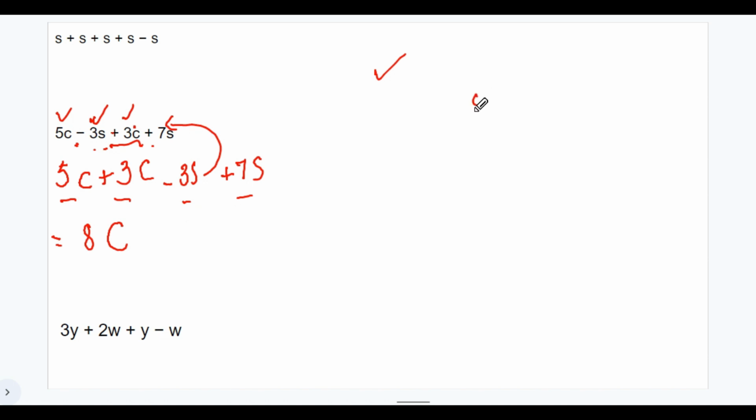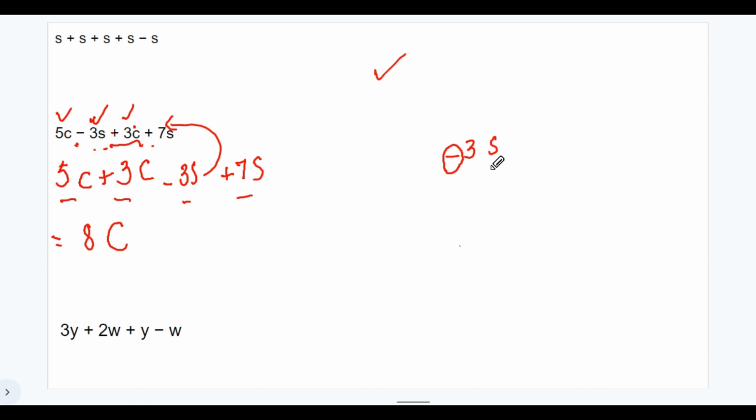Okay, the same thing, 5 cats plus 3 cats will give you 5 plus 3, 8 cats. Cats will not change, only the coefficient will change. Understand? Hopefully you understood now. Okay, now look at this, what we have, minus 3s. Remember, never forget your sign. It's always on the left side.